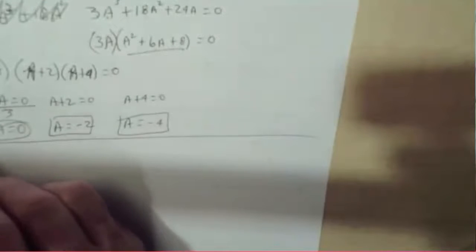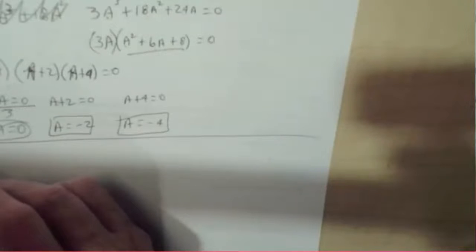Okay. Number 20. Oh, it's the last one already. Number 20. A squared minus 26 equals 10.